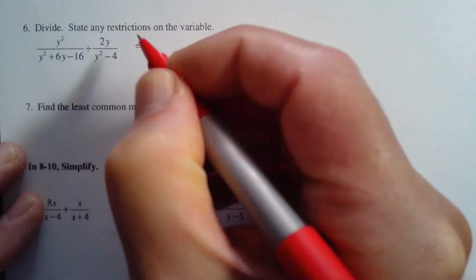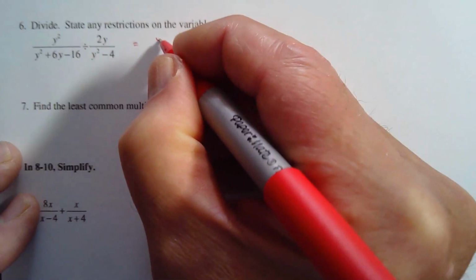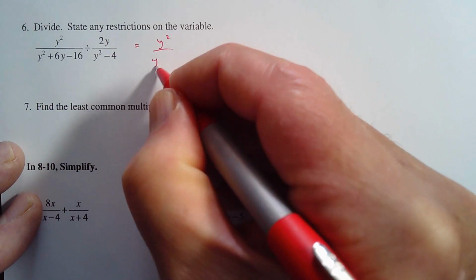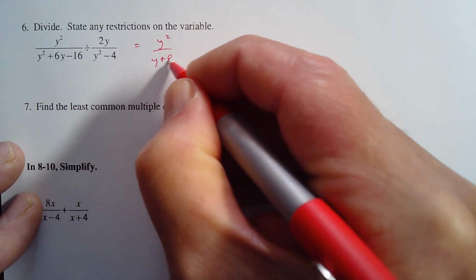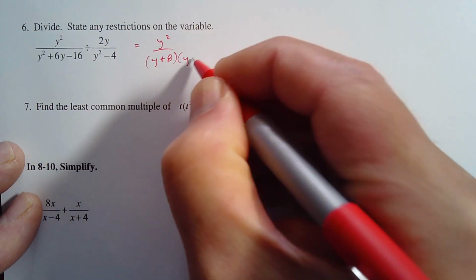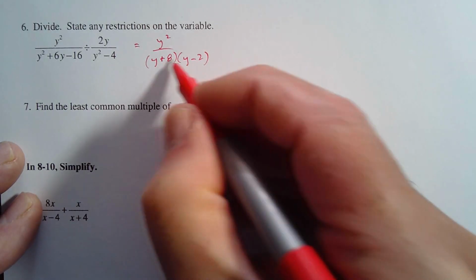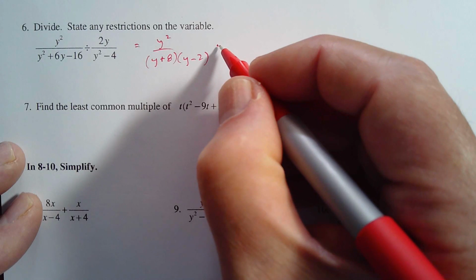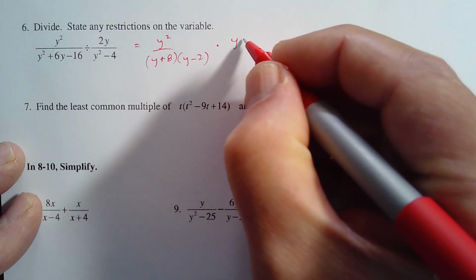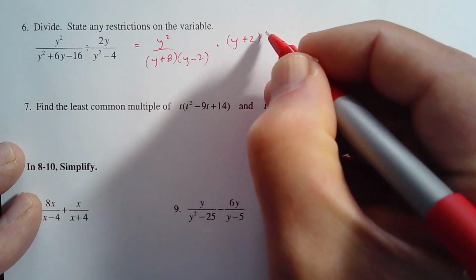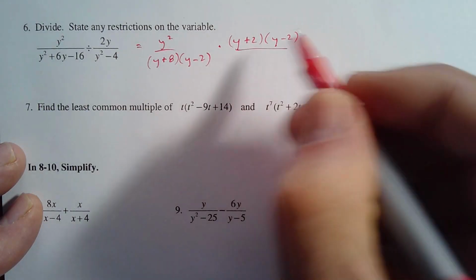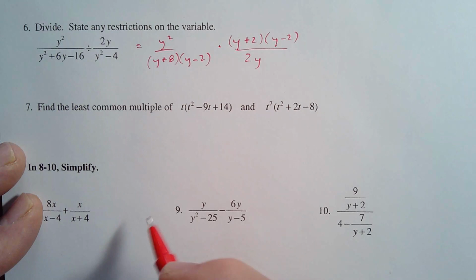So let's do the factoring and the flipping first. So the y squared, this first fraction, that's just going to be factored into a y plus 8 and a y minus 2. So I'm going to have to restrict both these, and then I'm going to keep change flip this, and this is going to be a y plus 2 and a y minus 2 when I factor the difference of 2 squares, and then the 2y downstairs.